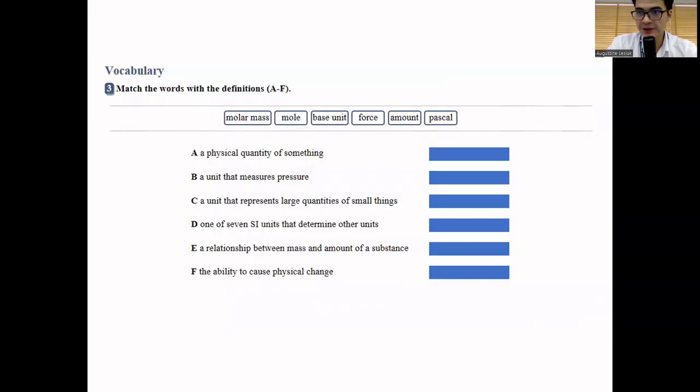For the vocabulary segment of this unit, I want you guys to match the following words with the following definitions. So we have molar mass, mole, base unit, force, amount, and pascal. I want you to match each of these words to each of these definitions. Try that yourselves first. Pause the video, try it yourself. Once you're done, resume the video and we'll go through the answers and definitions together.